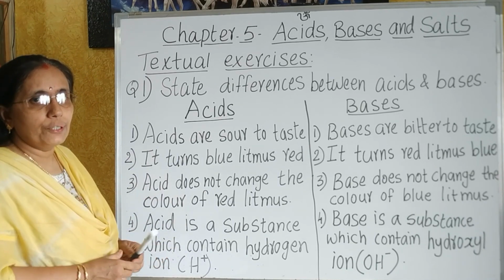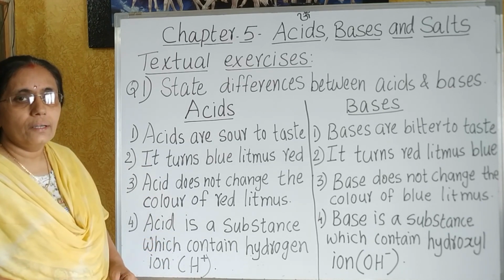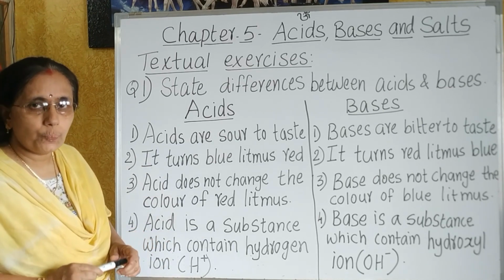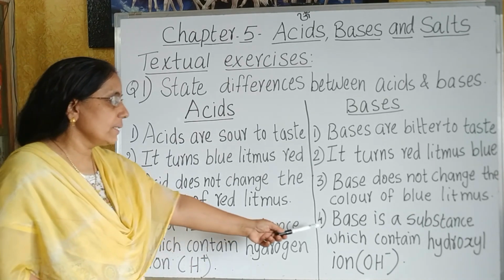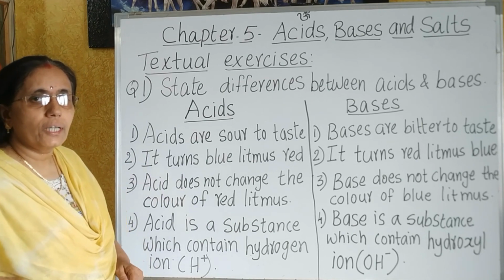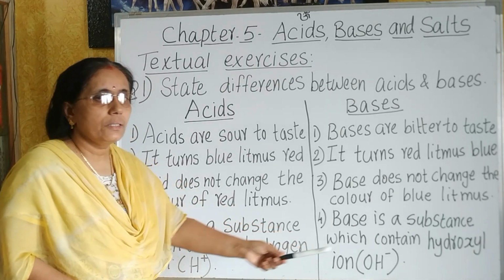The chemical definition of acid is, it is a substance which contains hydrogen ion, that is H plus ion. In the same way, chemically the base is a substance which contains hydroxyl ion, that is OH minus ion.